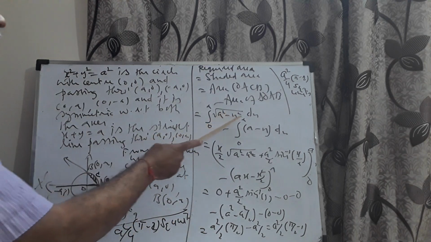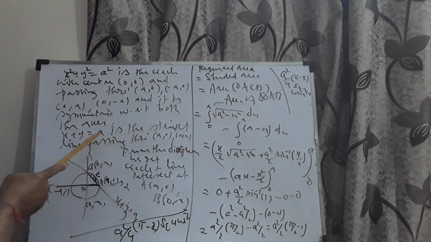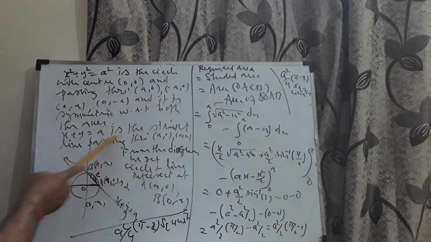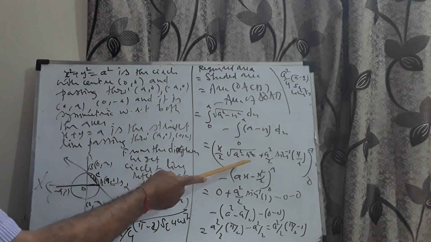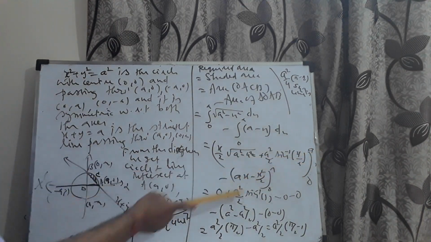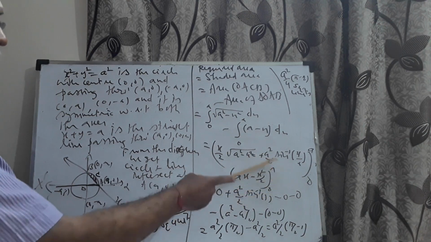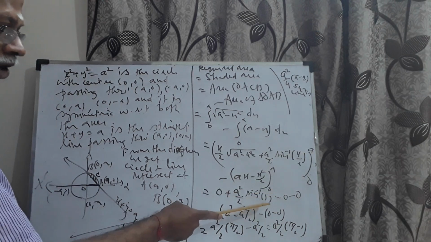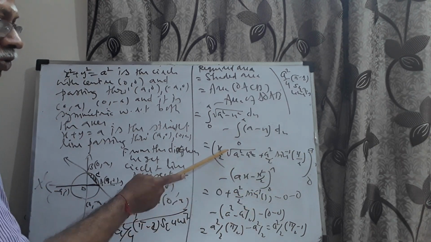For 0 to A, root of A square minus x square, because y is root of A square minus x square from here. Then here y is A minus x from here. Now x by 2 root of A square minus x square plus A square by 2 sine inverse x by A, 0 to A. It's a formula. Minus ax minus x square by 2, 0 to A. A square minus A square is 0. A square by 2 sine inverse A by A is sine inverse 1.